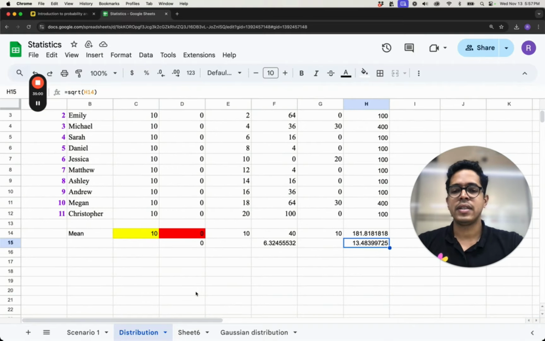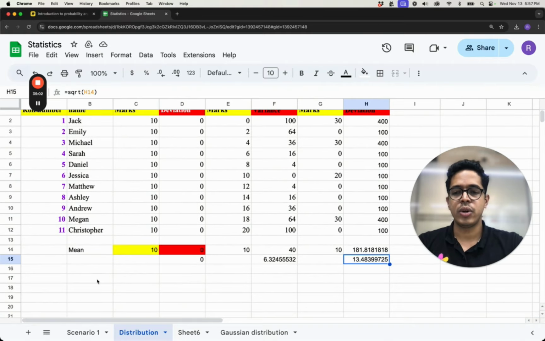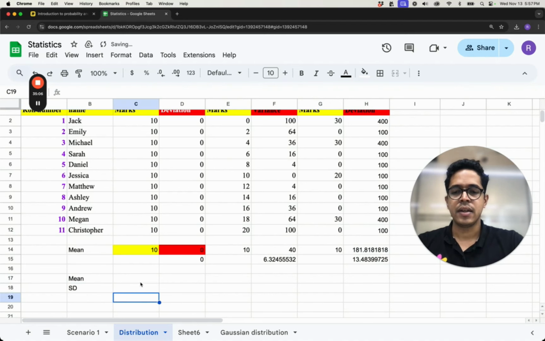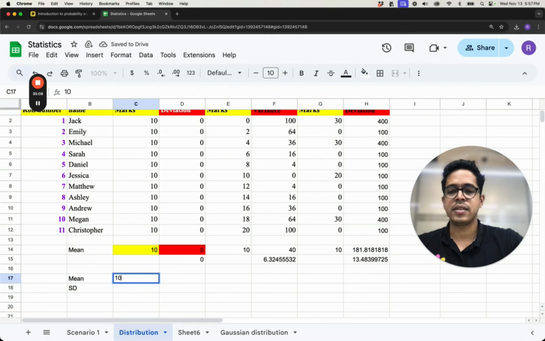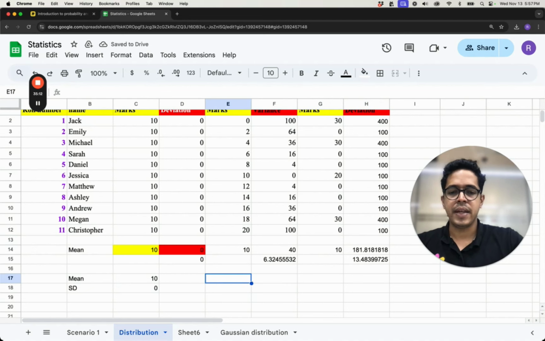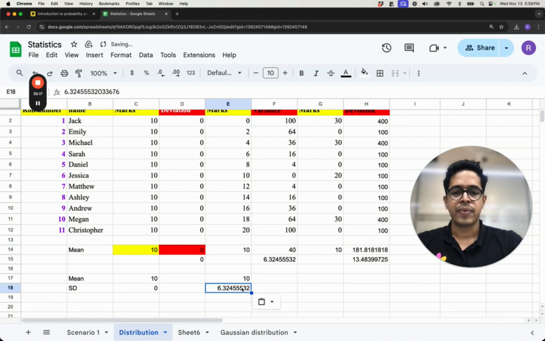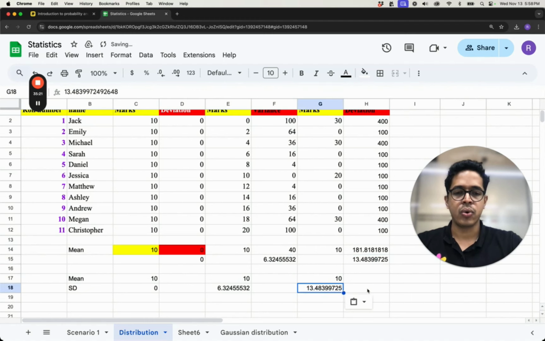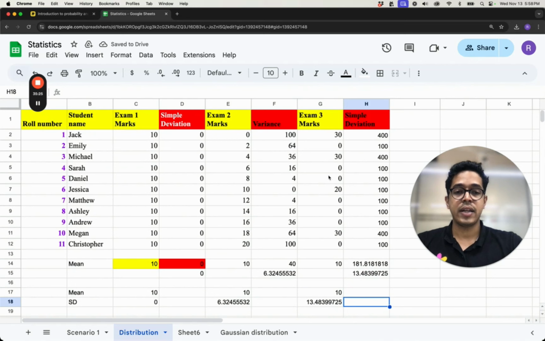Now, if I were to describe the performance of the students using two numbers, I will say one number is the mean and the other number is the standard deviation. So in the first exam, the mean is 10, the standard deviation is 0. In the second exam, the mean is again 10, the standard deviation is 6.234. In the third exam, the mean is 10 and the standard deviation is 13.4. And it makes sense because in the third exam, you can see that there is much more variance. The score goes up to 30.